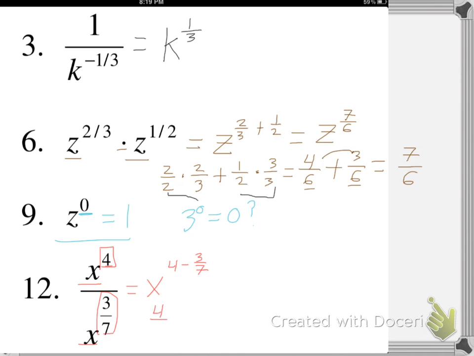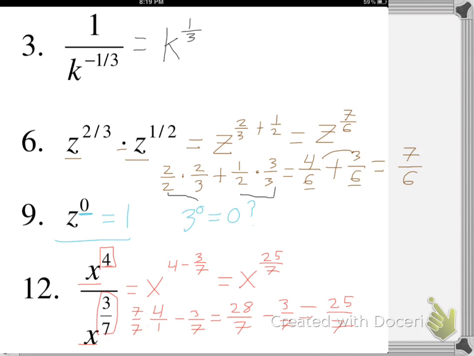So again, let's do the algebra below. 4 over 1. I put it over 1 just to make it a little bit easier. We're going to multiply this by 7 over 7 to get a common denominator. So that gives us 28 over 7 minus 3 over 7, and that's equal to 25 over 7. That doesn't reduce anymore, thank goodness, so we can just go ahead and write x to the 25 over 7. And that is it, my friends.